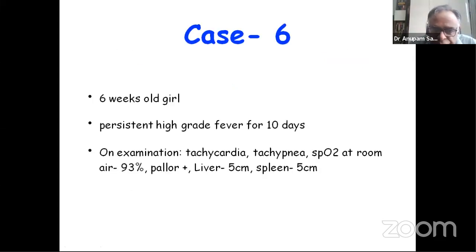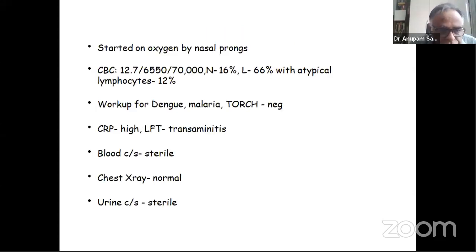Case 6, a 6-week-old girl with persistent high-grade fever for 10 days. On examination, had tachycardia, tachypnea, SpO2 at room air was 93%. Pallor, liver and spleen both were 5 centimeters each. Started on oxygen with nasal prongs, hemoglobin 12.7, 6,550 counts, 70,000 platelets, neutrophils of just 16% with atypical lymphocytes, 12%.